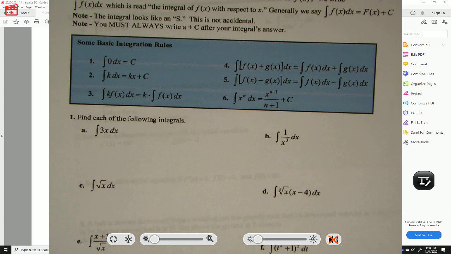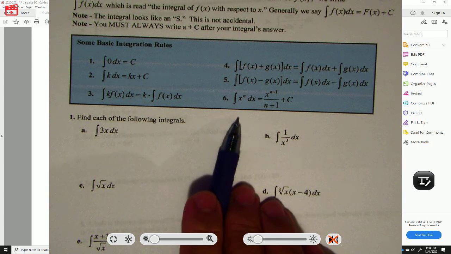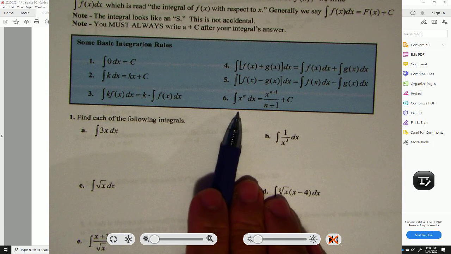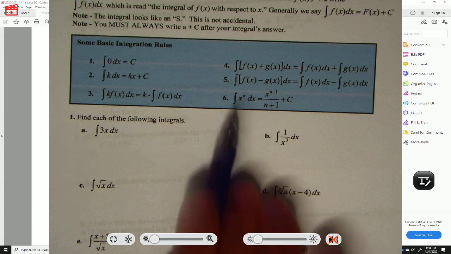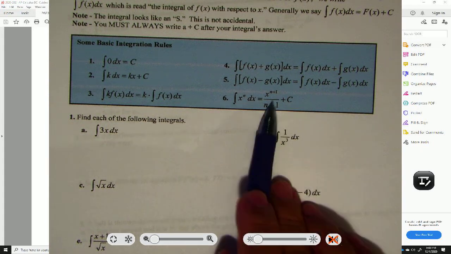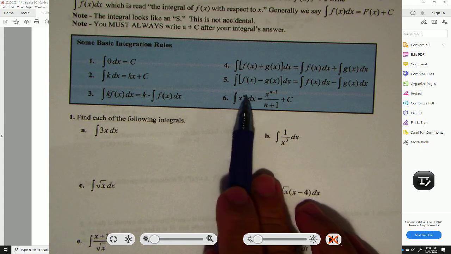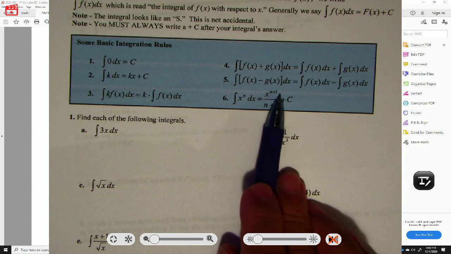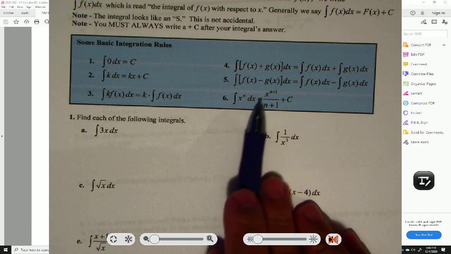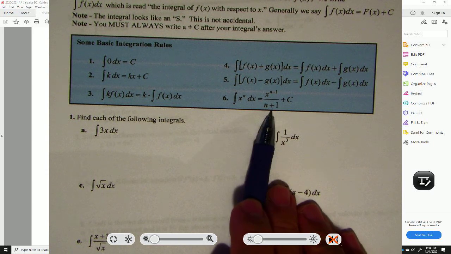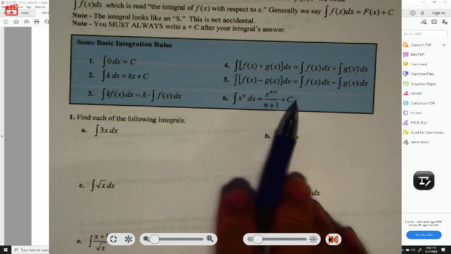But anyway, this is the first new rule: the power rule for integration. Remember, with the power rule for derivatives, you subtract 1 from the exponent and multiply by the old exponent. Here, we're going to go backwards. Instead of subtracting 1 from the exponent, we add 1 to the exponent and divide by the new exponent, and then plus a constant. So that's what that is.